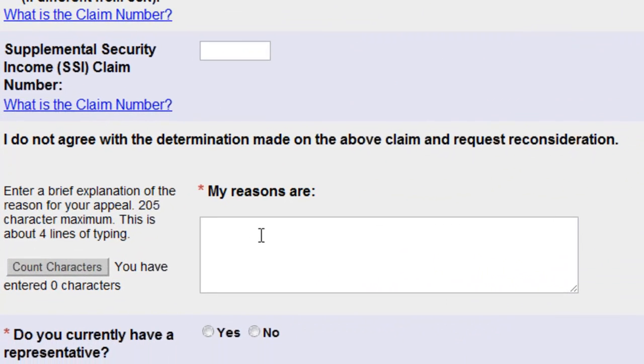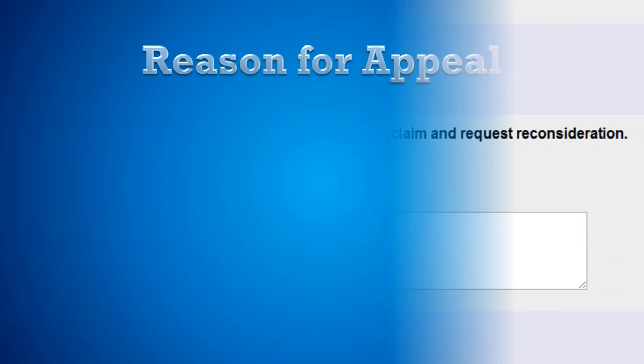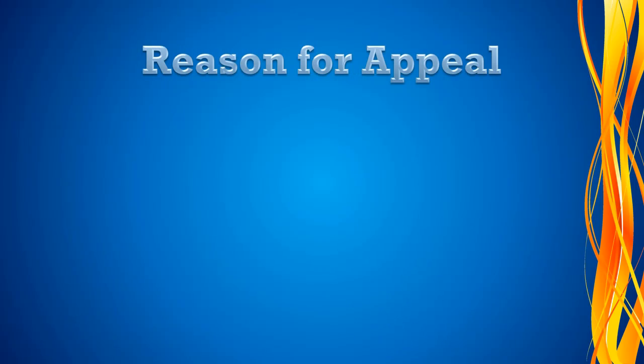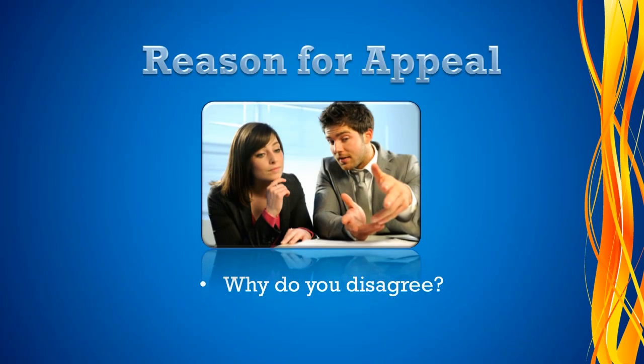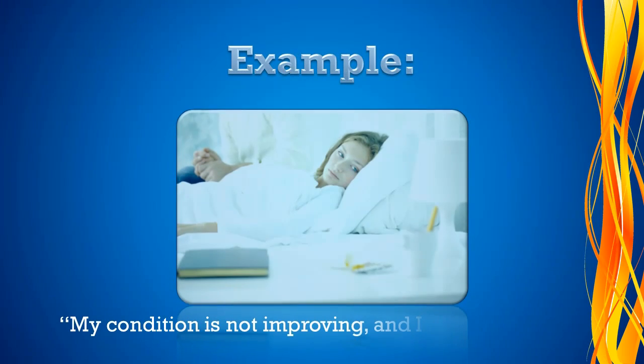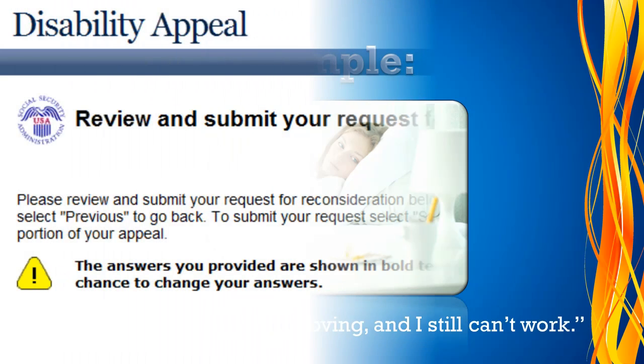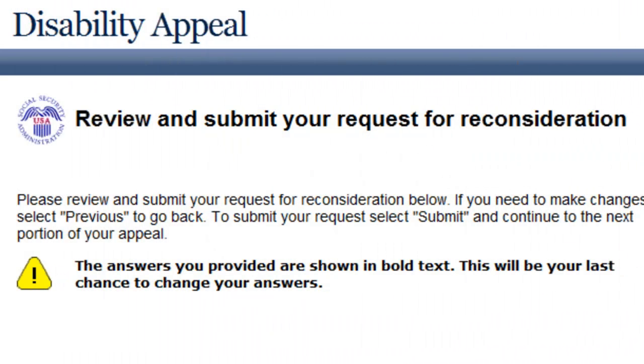At the bottom of this page, you'll need to enter the reason for your appeal. This is where you have the chance to let Social Security know why you disagree with their decision. There is a limited amount of space, so you should be brief. Example: my condition is not improving and it continues to interfere with my ability to work. Once you've completed this page, you'll be asked to review and submit your request for reconsideration.